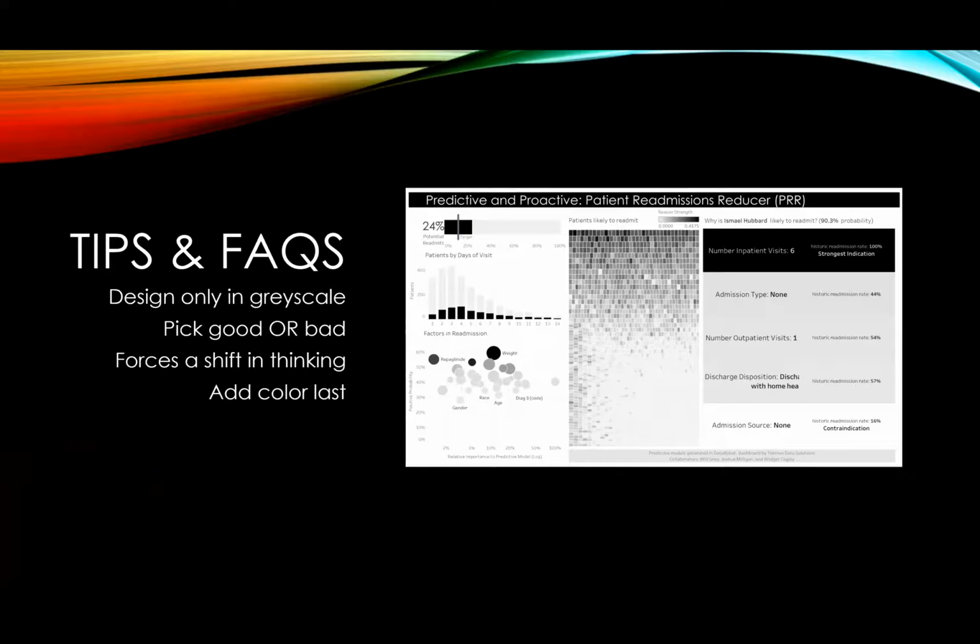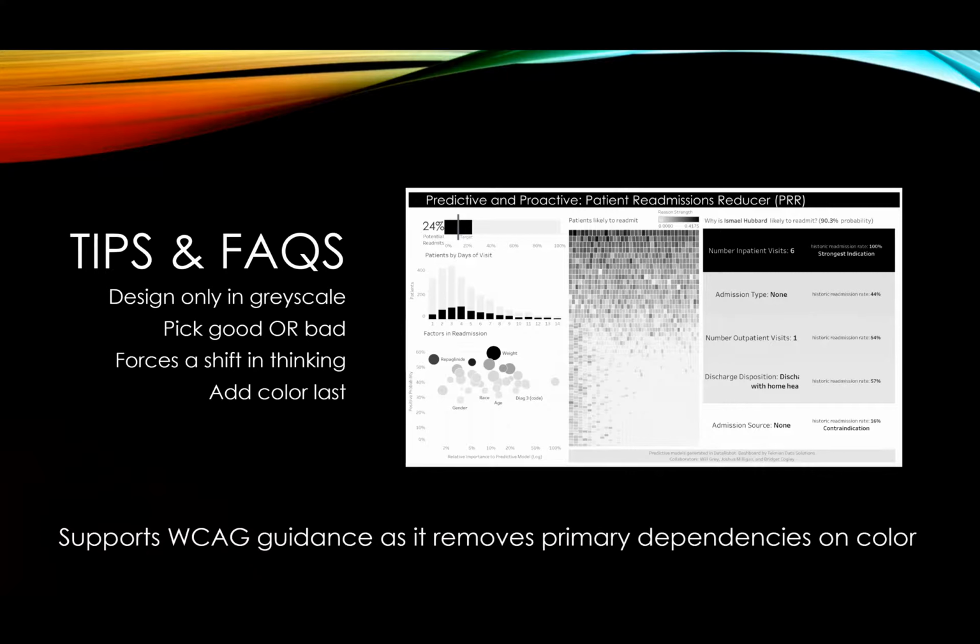And so often, particularly with tools like Tableau, we throw that color on first. We get very inert as we're making our charts, we throw it all together in a dashboard, and we end up in a color conundrum. By adding it last, we also support that guidance that says, hey, don't primarily depend on color. So it also makes our designs a lot more accessible.